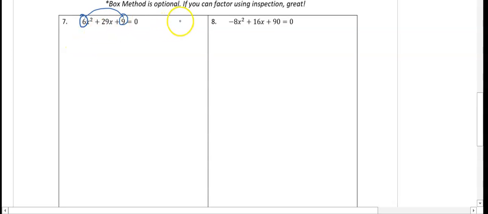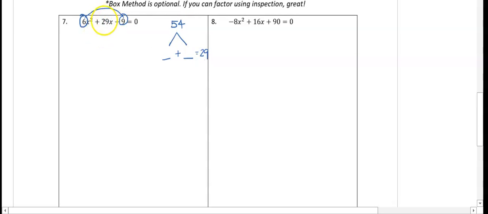So now instead what I'm going to do is take this first number here and multiply it to here. This is A times C. So I have 6 times 9, which is 54. So that's the number that I've got up top, and I've got to figure out what multiplies together and adds together. Okay, so what multiplies to get 54, but adds together to get 29.